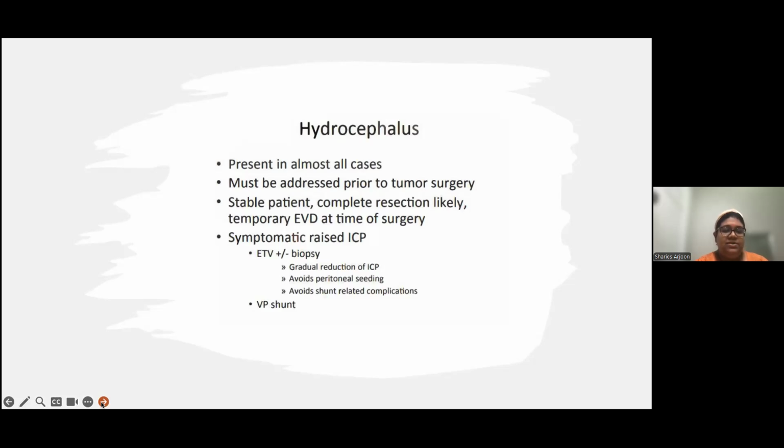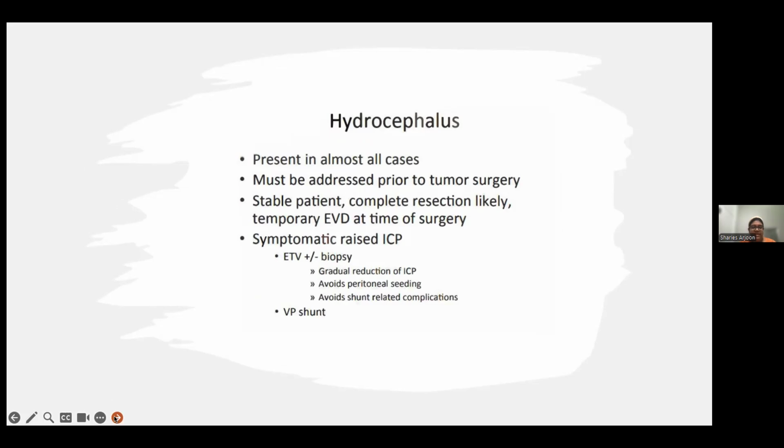So in stable patients where complete resection is likely, temporary EVD at the time of surgery can be done. For symptomatic patients with raised intracranial pressure, we have options such as the ETV and biopsy, and the advantages of this are that it gradually reduces the ICP, it avoids peritoneal seeding, and it avoids shunt-related complications. And of course, a ventriculoperitoneal shunt is also a way to divert CSF as well.